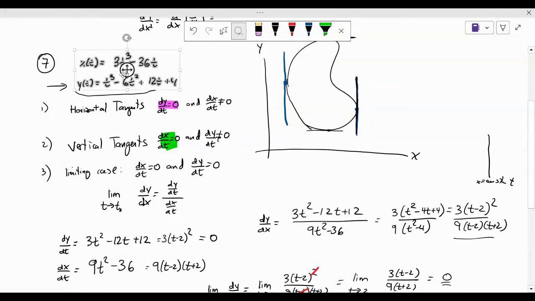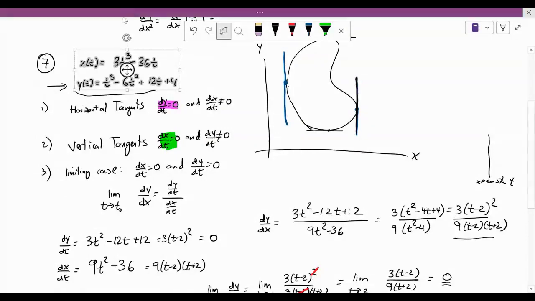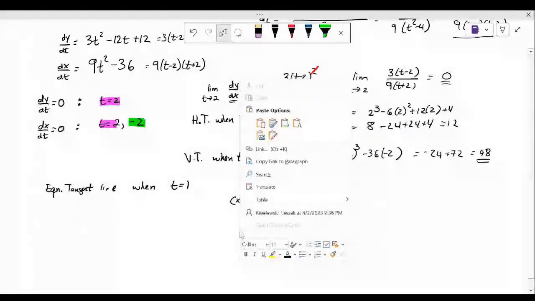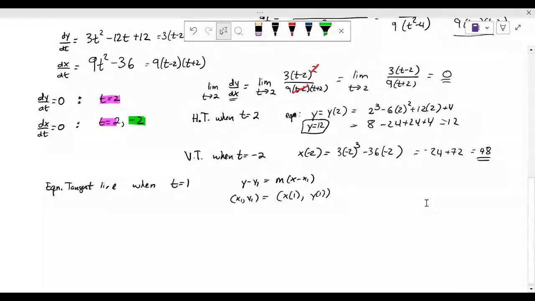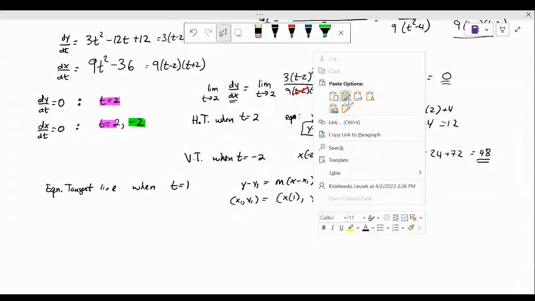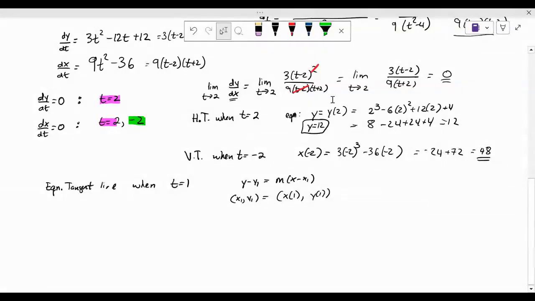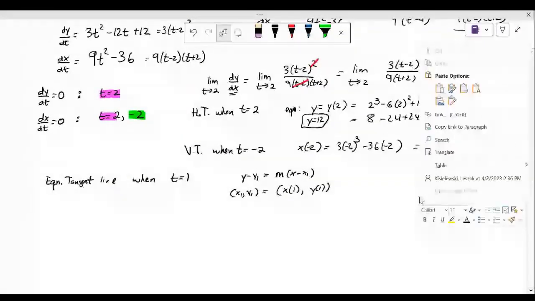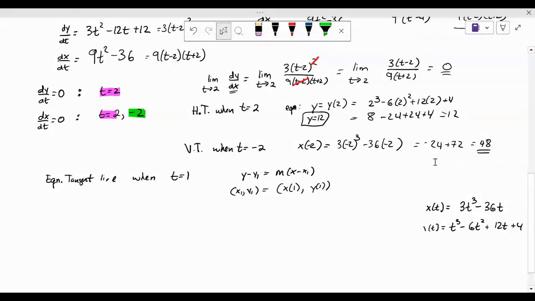Oh, how do I copy? I should have connected the mouse, right? Just paste. What just happened? Oh, there you go.